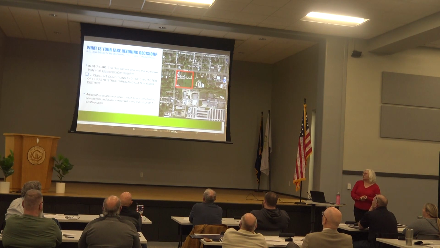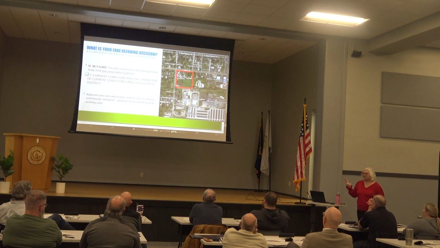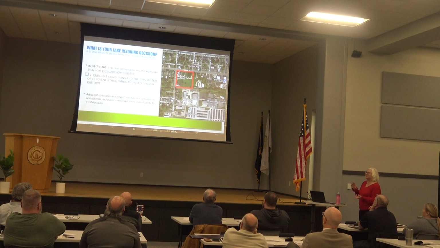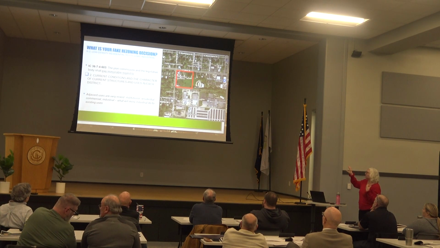The second state law criteria is basically asking what's happening around it. What's happening around this area? And if you're familiar with this area, Wilder Street and Main Street, it's a pretty mixed area. There's a little bit of everything going on there right now. So adjacent uses are mixed. There's institutional, residential, commercial, industrial. There's all kinds of uses in that area right now.